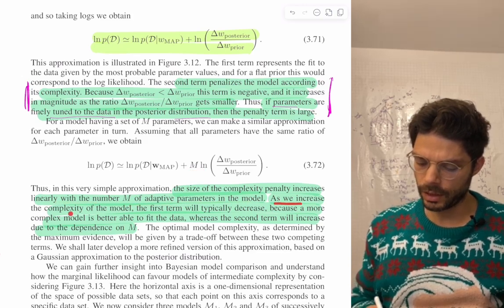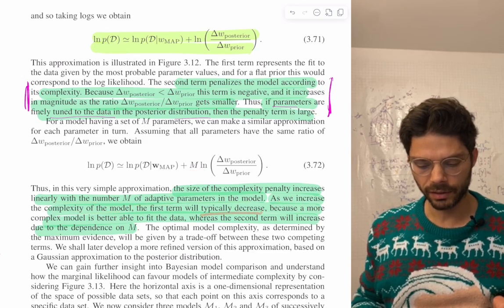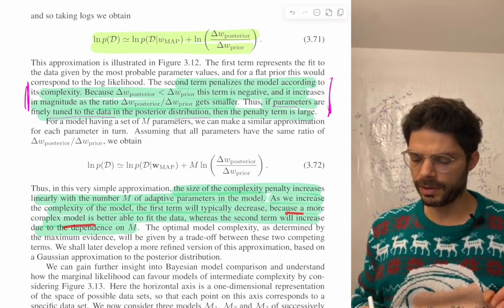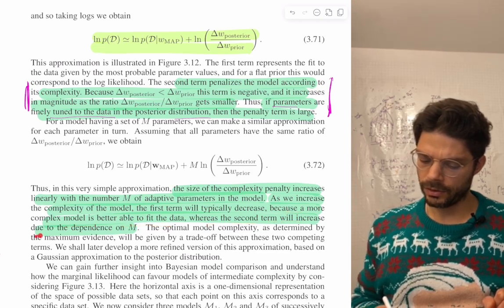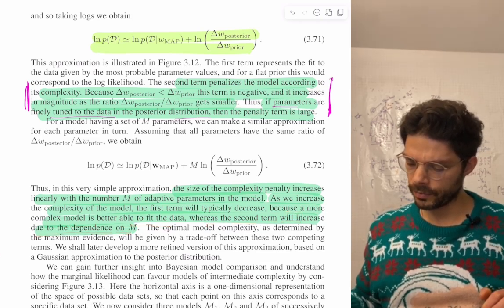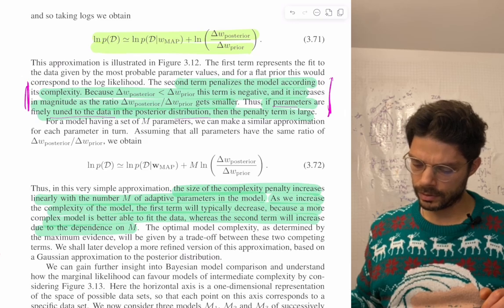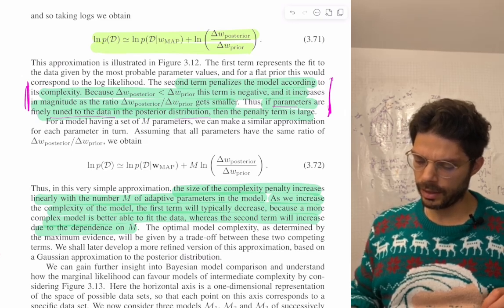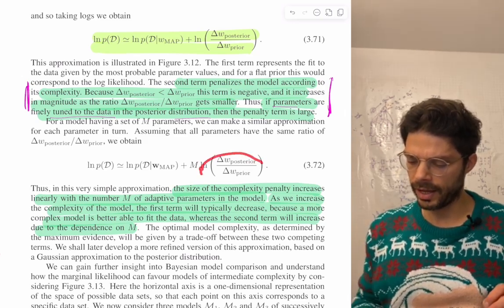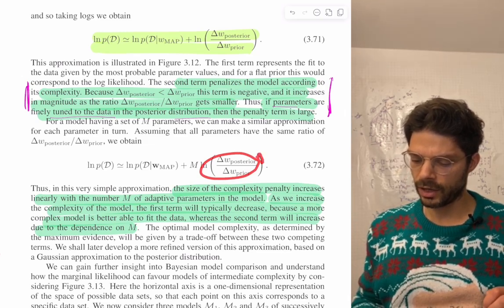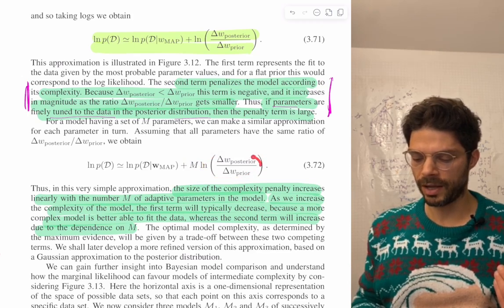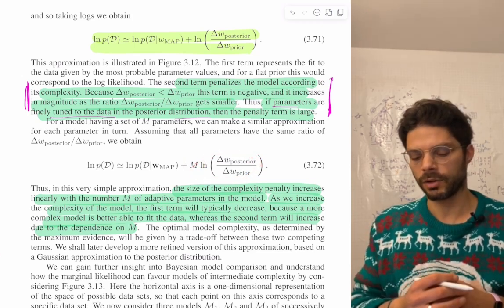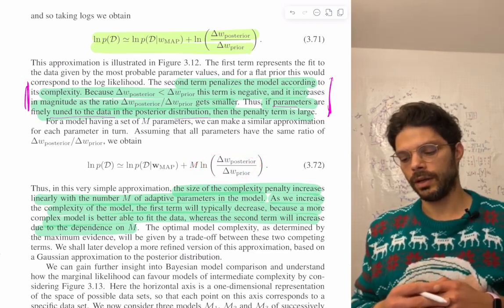Now, as we increase the complexity of the model, the first term will typically decrease because a more complex model is better able to fit the data, whereas the second term will increase due to the dependence on m. Actually, I'm not sure, because I think this is going to be a negative number, right? So as you increase the model parameters, your penalty is going to get larger, so this is actually going to decrease.